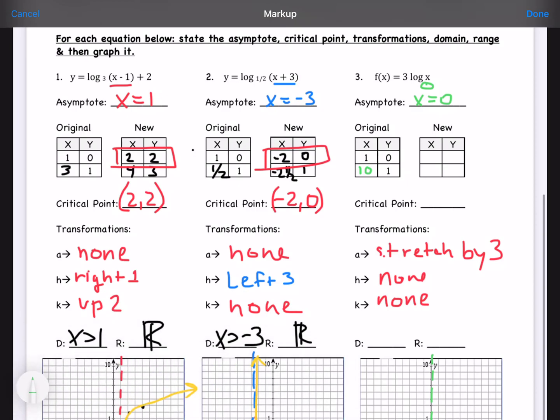So now our h values, our x values, excuse me, don't move because we didn't shift left or right. And our new y values, we just multiply by 3. So 0 times 3 is still 0. 1 times 3, though, is now 3. And our critical point is at 1, 0.